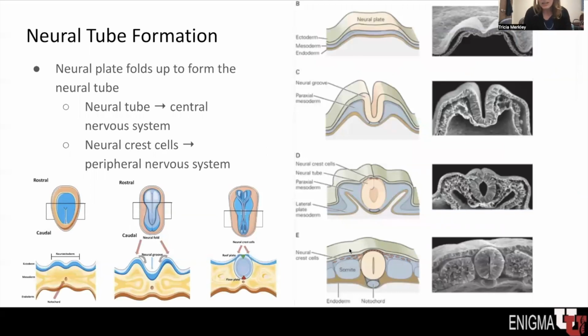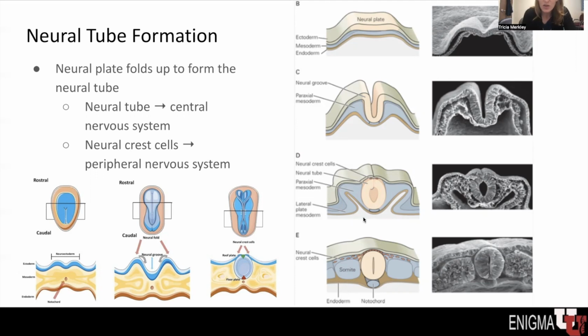Initially, there is this neural plate, which is shown here at the top. And you can see these three germ layers: the ectoderm, again shown on top, the mesoderm, shown here in blue, and the endoderm, shown here in brown. The neural plate then begins to fold up to form the neural tube, which then becomes the central nervous system. The neural crest cells at the top here later develop into the peripheral nervous system.